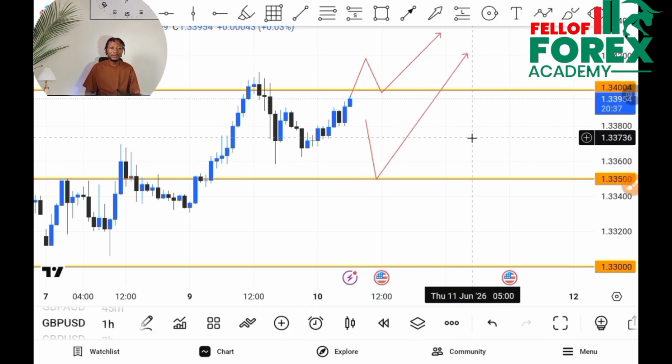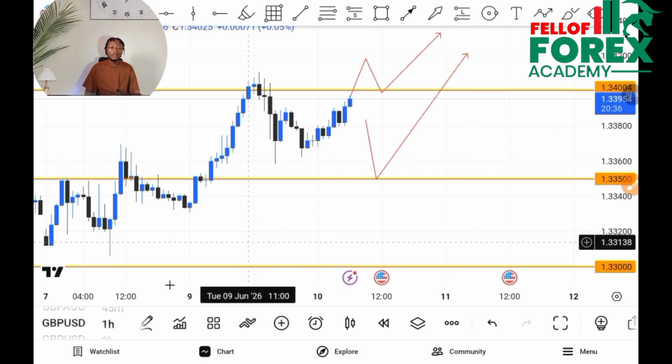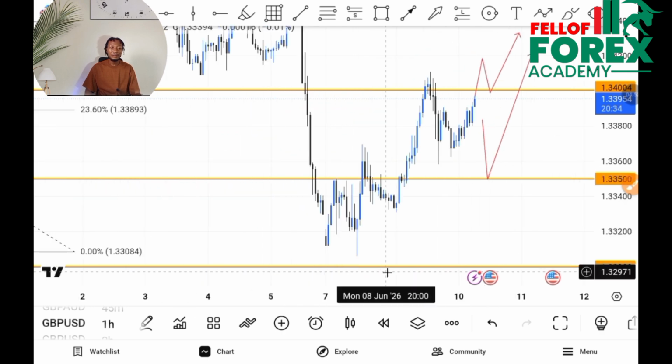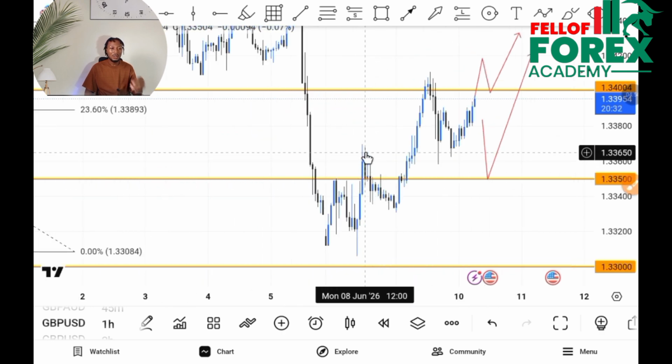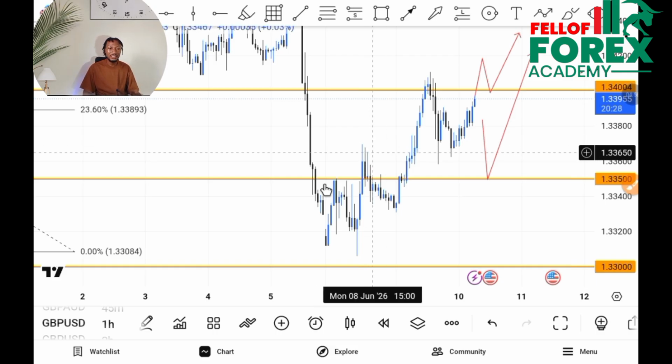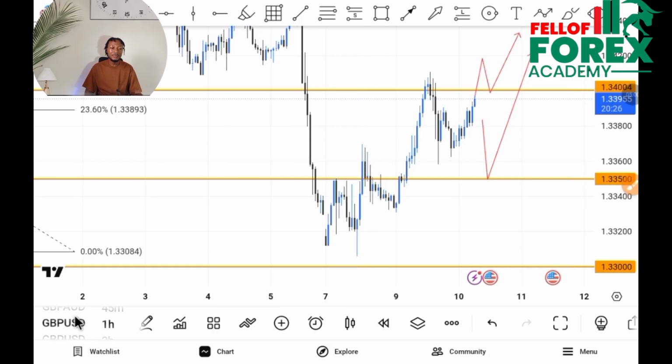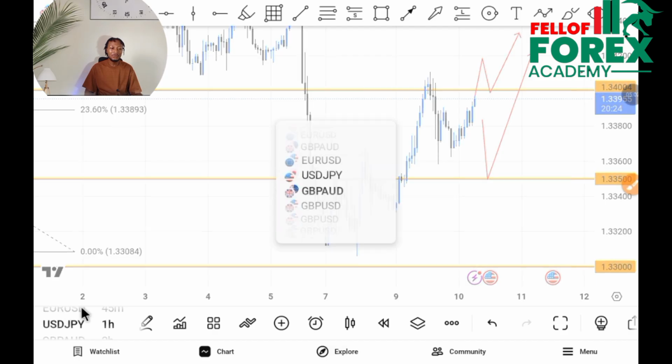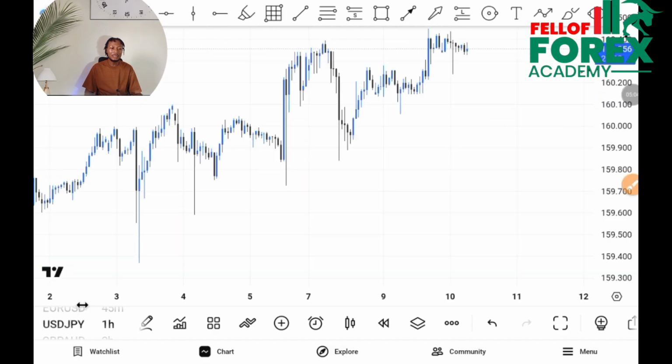So that's exactly what I see for today on GBP USD, because on the 1 hour we are seeing a clear uptrend, while on the 4 hours we are still in a consolidation. All right, guys, that being said, let's go straight to Euro USD.